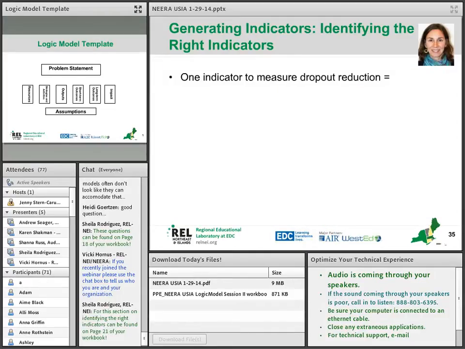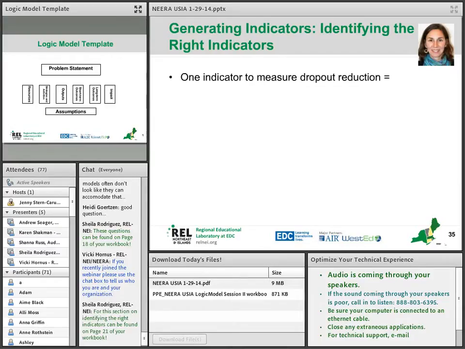Sometimes, and getting more into thinking about the right indicators for any given outcome, sometimes one indicator may be sufficient to capture an outcome of interest. So some indicators may be straightforward and easier to measure than others. So for example, if you take the outcome of reducing dropouts, which may be an outcome of a College Ready program, dropout reduction.